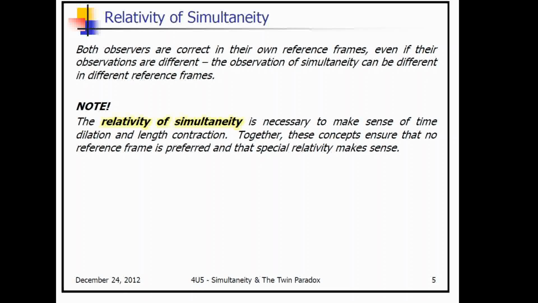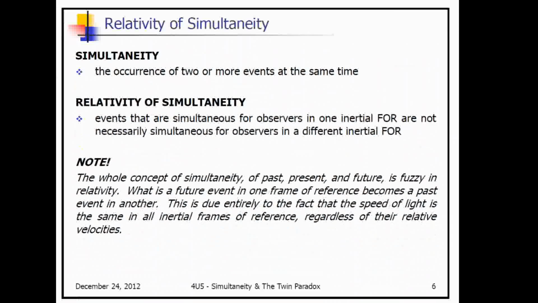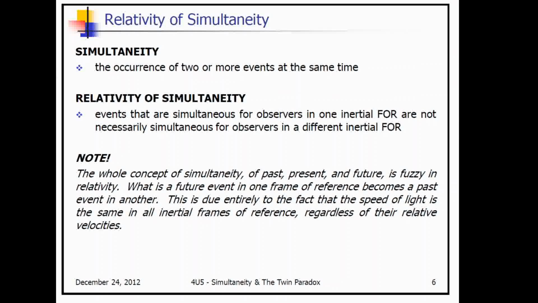The note here says the relativity of simultaneity is necessary to make sense of time dilation and length contraction. Together, these concepts ensure that no frame of reference is preferred and that special relativity makes sense. So I'd like you to copy this down. Simultaneity is the occurrence of two or more events at the same time. And relativity of simultaneity is that events that are simultaneous for observers in one inertial frame of reference are not necessarily simultaneous for observers in a different inertial frame of reference.